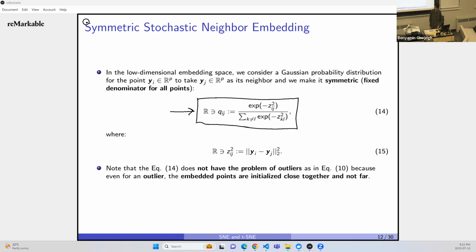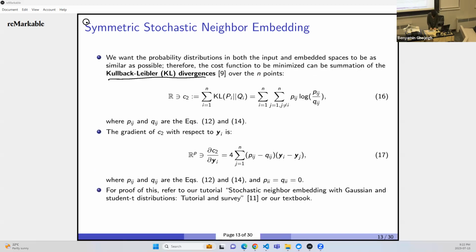Okay, again, KL divergence between them, and this is its derivative. Note that the derivative differs now from SNE. The derivative differs. For the proof of this, see our tutorial paper. By the way, the proof of SNE and symmetric SNE do not exist in the literature, as far as I know, at least several years ago.